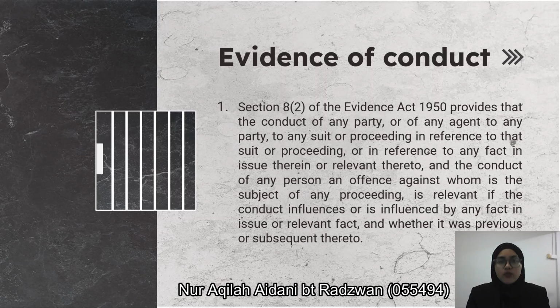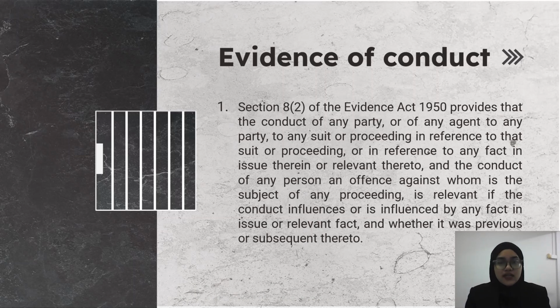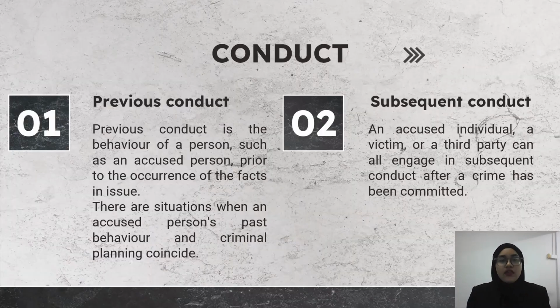Section 8, Clause 2 provides that the conduct of anyone is relevant if the conduct influences or is influenced by any facts in issue or relevant facts. There are two types of conduct mentioned in Section 8, Clause 2, which are previous conduct and subsequent conduct. Previous conduct is the behavior of a person, such as an accused person, prior to the occurrence of the facts in issue. And next, subsequent conduct.